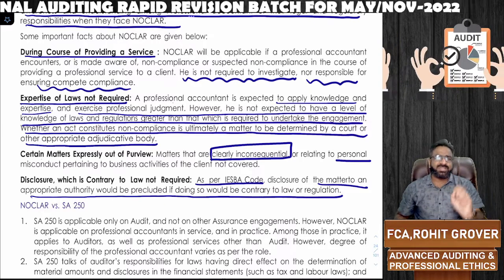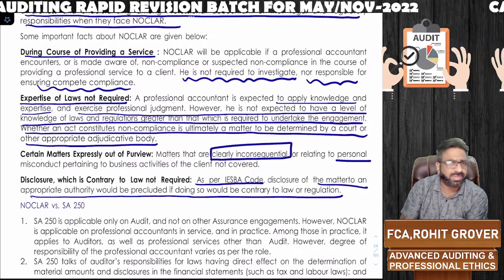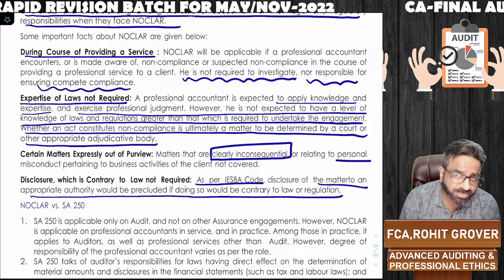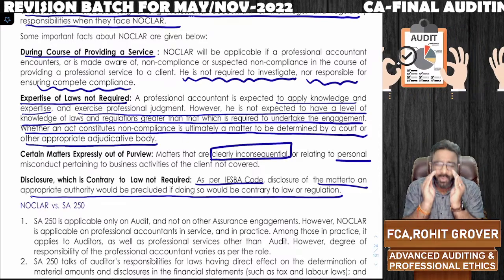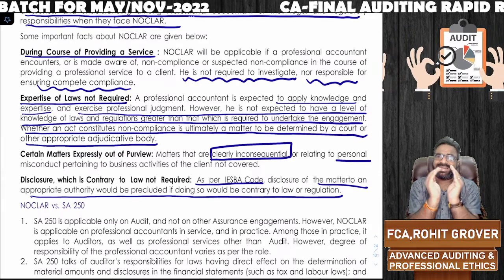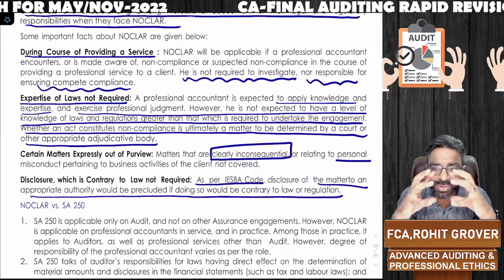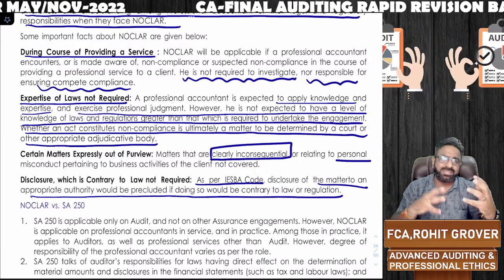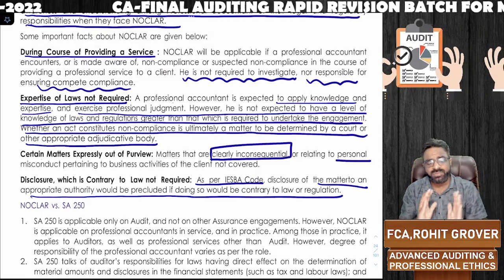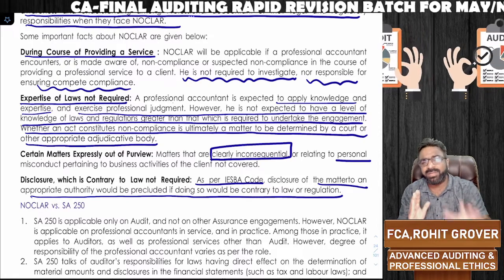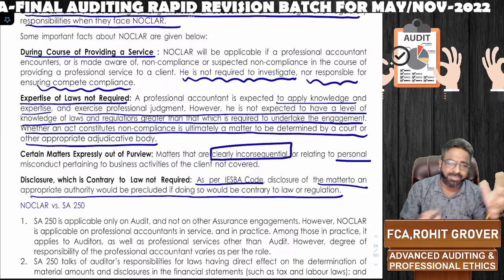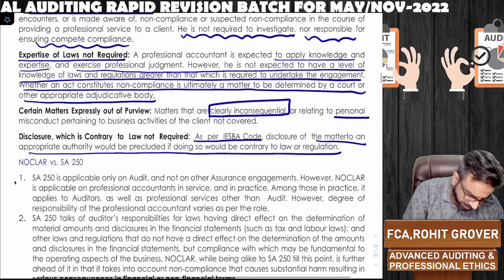Now the major difference between NOCLAR and SA 250, which we have read also. What is the major difference between NOCLAR and SA 250? NOCLAR is a broader concept. SA 250 was only connected with auditing engagements. NOCLAR has a wider scope. It is connected with auditing, review and assurance engagements. SA 250 was only limited to members in practice. But NOCLAR covers both members in practice as well as members in service. So that is point number 1.